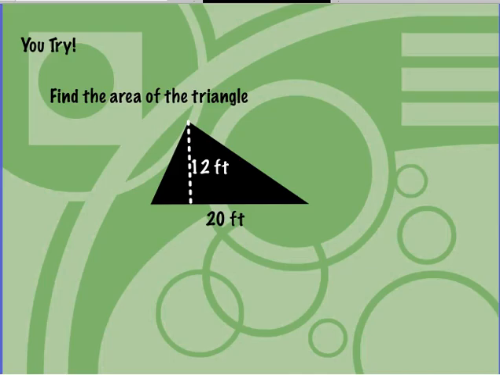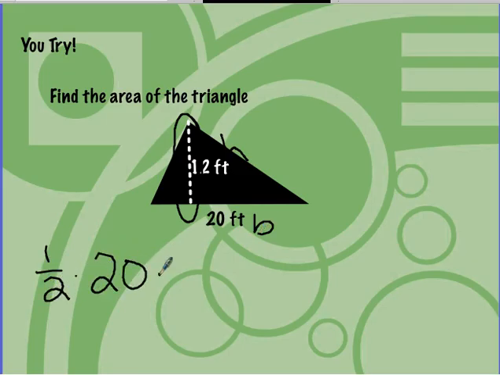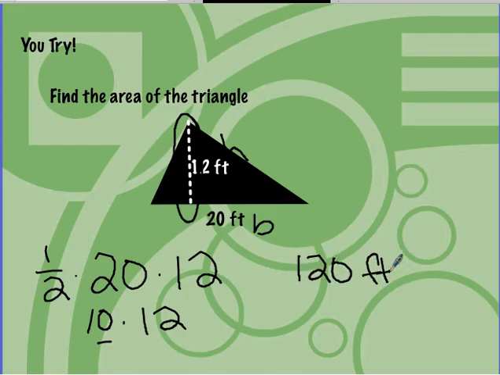All right, and then here we have a scalene triangle. Again, you have to look and see that the height is actually right here in the middle. So here's my height, here's my base. I have 1/2 times my base of 20 times my height of 12. So I get 10 times 12. To do this simply in my head, 1 times 12 is 12. Tack on that extra 0 at the end, and I have 120 square feet.